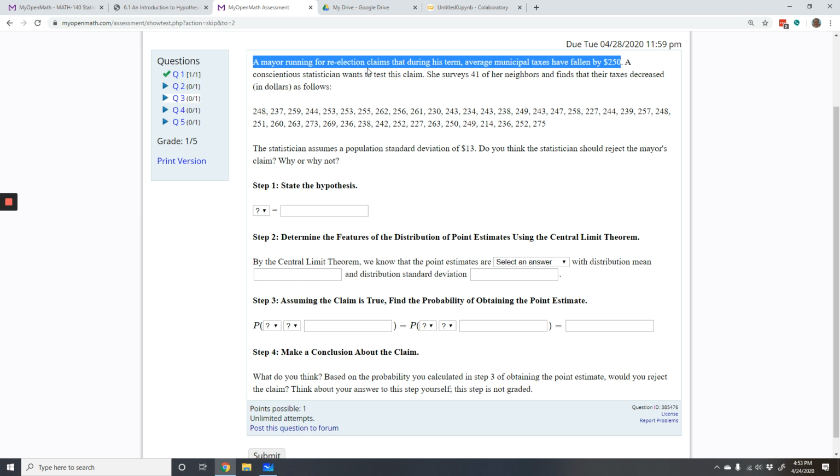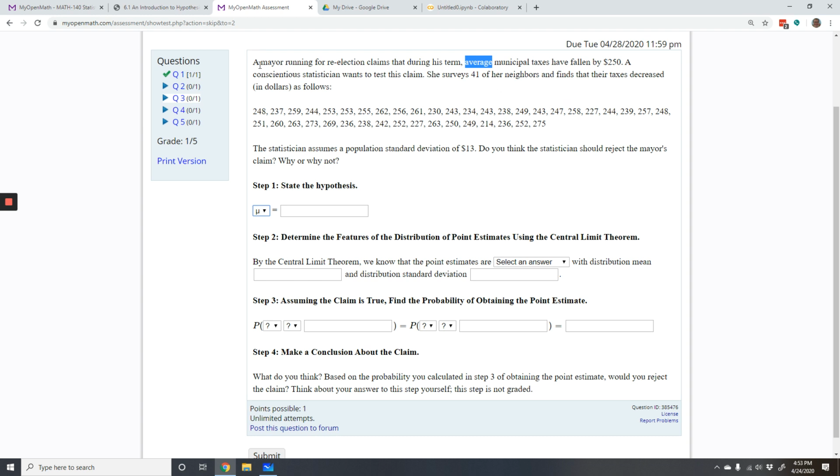A mayor running for re-election claims that during his term, average municipal taxes have fallen by $250. And then we could even see that that's what we're testing. A conscientious statistician wants to test this claim. So the first thing we need to do is decide, are we testing a population proportion or a population mean? Well, we are talking about average municipal taxes, right? An average amount. Well, average is a different name for mean. So we are testing the mean, right?